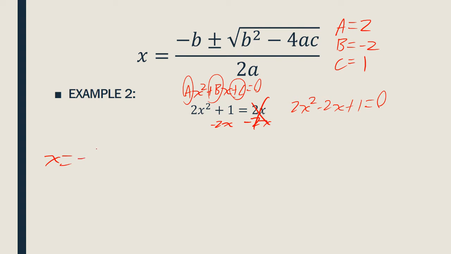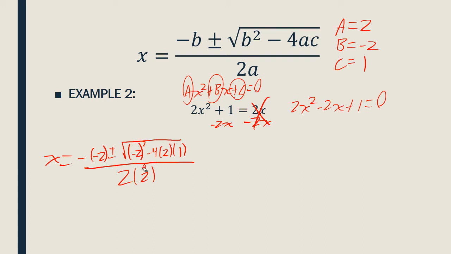x equals negative b plus or minus the square root of b squared, there's another b, minus 4 times a times c, all divided by 2a. And I'm going to put all those numbers in parentheses here. So my a value is 2, so I'm going to put a 2 here and here. My b value is negative 2, so I'm going to put a negative 2 here and here. And my c value is 1, so I'm going to put a 1 here.